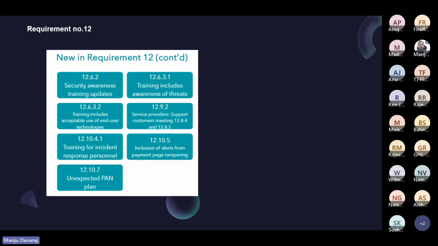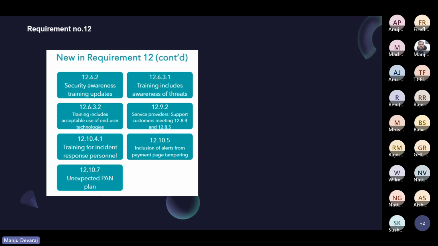Very importantly, new requirements: security awareness training updates. It has to be updated, it has to be delivered. Awareness of threats, new vulnerabilities, acceptable end user usage, acceptable usage of technologies. Their policy should be covering that, and they should be trained on do's and don'ts. Service provider related training for incident response personnel to know how to act on a specific incident. There should be playbooks or runbooks to help them out, documented as well as trained.